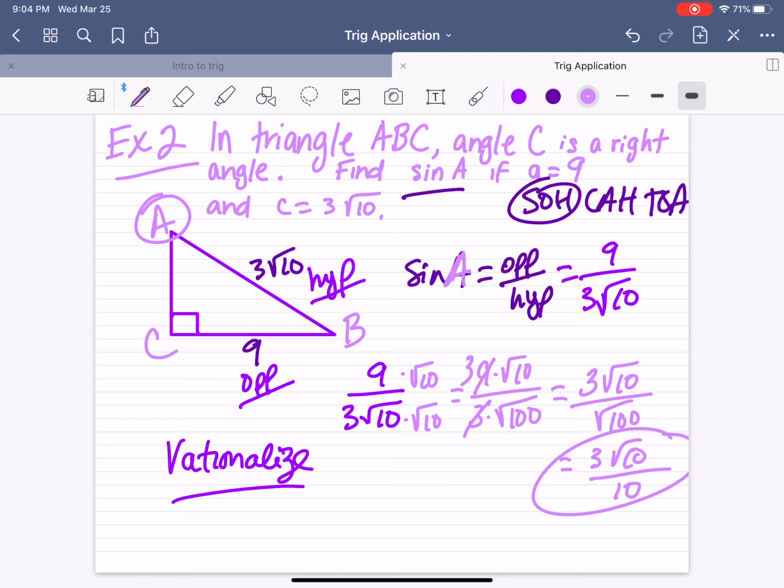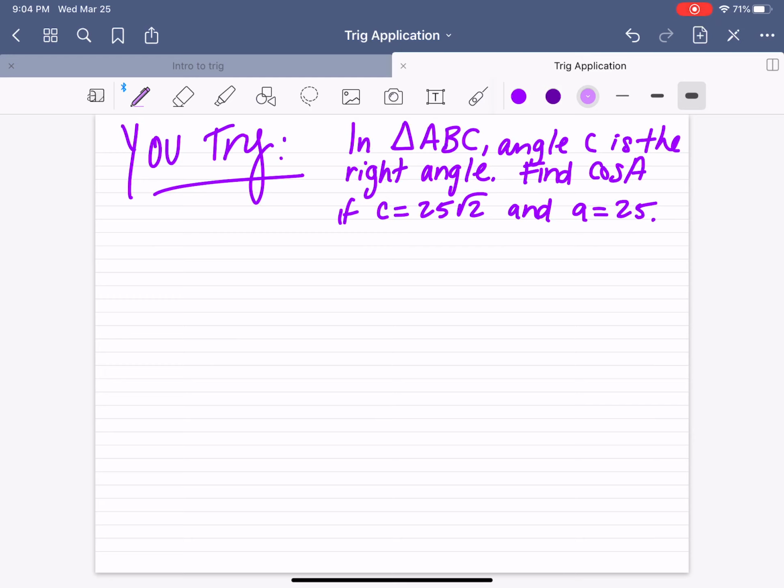So remember, you cannot have a square root in the denominator. So you do what's called rationalizing, and you just do that by multiplying both numerator and denominator by square root of 10 in this problem. We'll practice that more in a minute. So go ahead and try this problem. Pause the video and come back once you've tried it. In triangle ABC, angle C is a right angle. Find cosine of angle A given the two measurements.